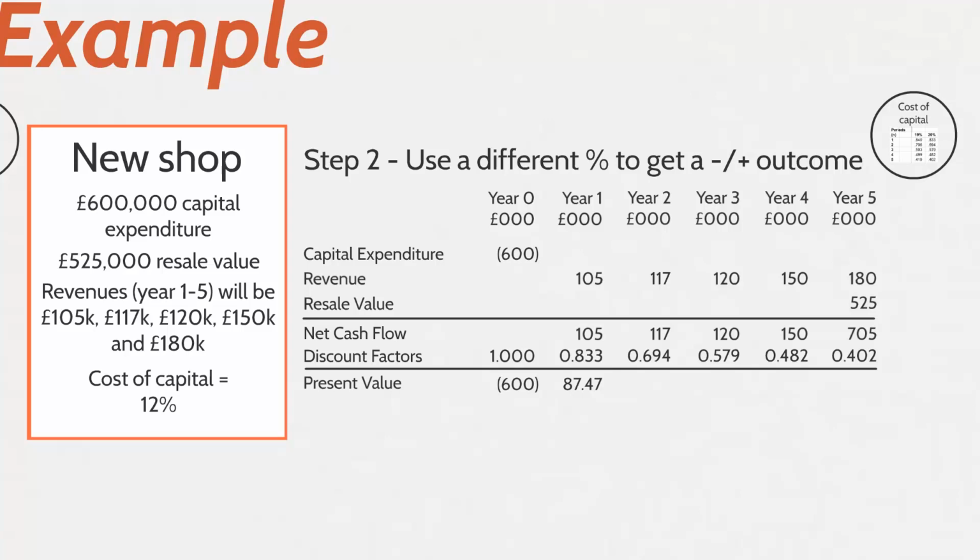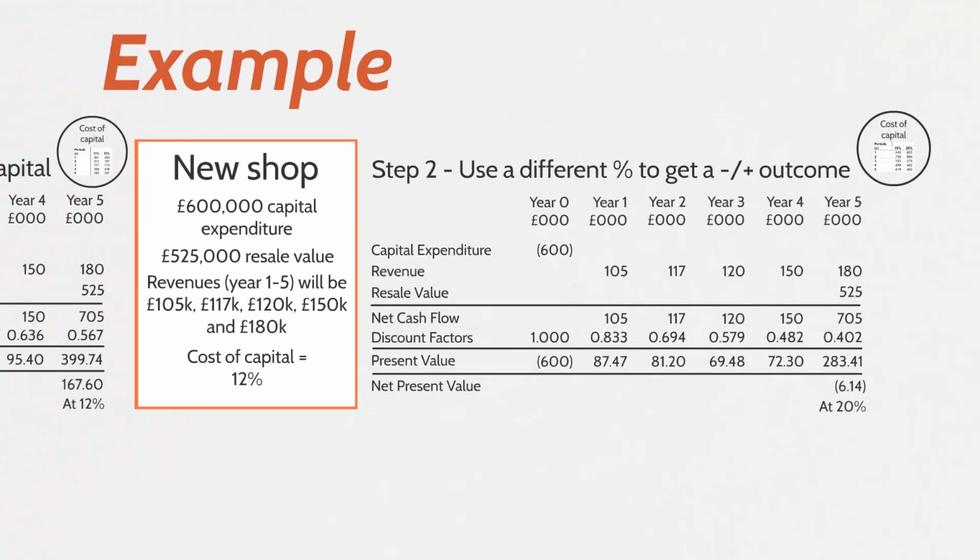So, for example, for year 1, we now have £87,470. For year 2, we now have £81,200, and so on. And once we calculate all our present values, again, we add them together to get our net present value, which this time is minus £6,140. So we have a negative figure for our NPVB that we can now add into our IRR calculation.